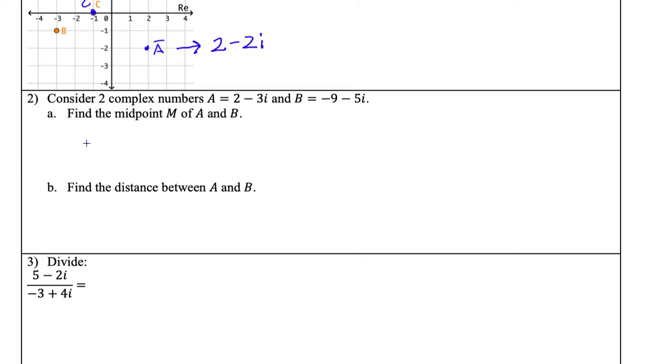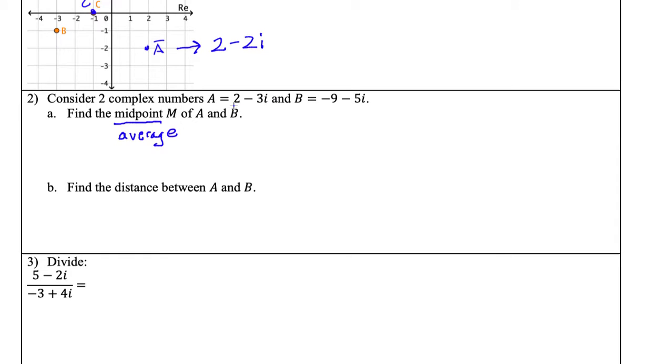All right, so we have two complex numbers. A is 2 minus 3i, and B is -9 minus 5i. I need to find the midpoint. Another word that I can use for midpoint is average. Whenever you see midpoint on the test, you will have almost this exact same problem. It literally says on the benchmark, find the midpoint of A and B, but A and B are different numbers. So I'm going to find the average.